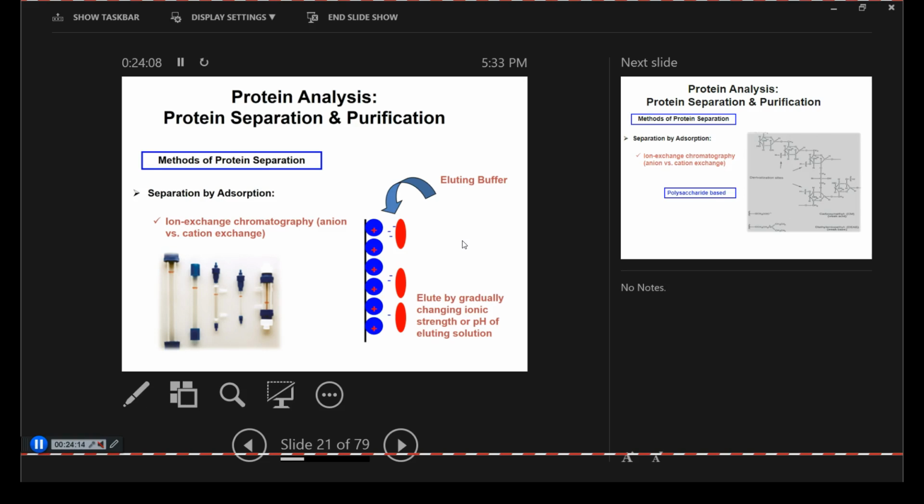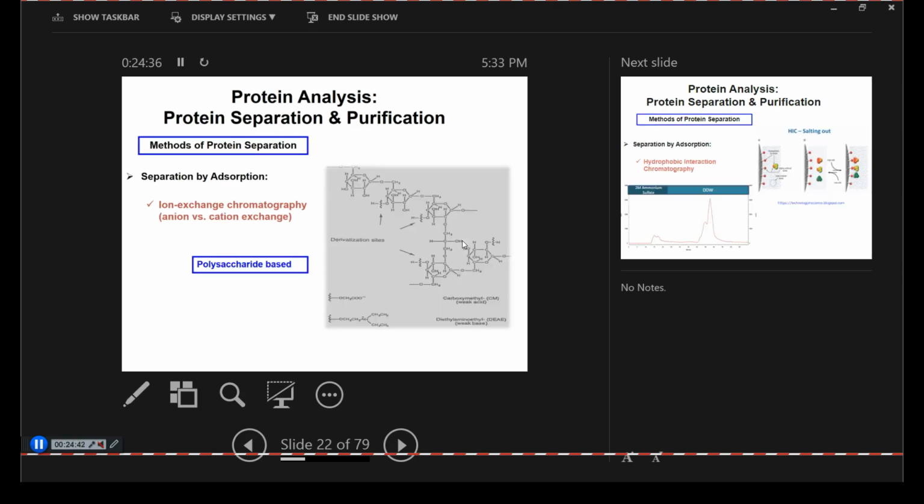And I'm not going to cover the principle in detail here. If you've taken analysis recently, you should remember that with anion exchange, that means we're exchanging anions, and you have positively charged stationary groups, and then cation the opposite. If the protein is positively charged, then we're doing cation exchange chromatography.